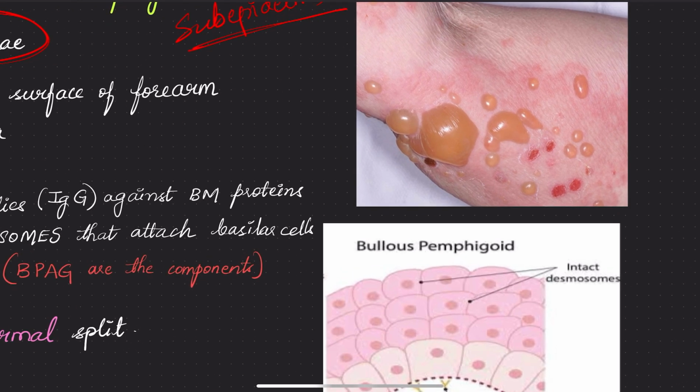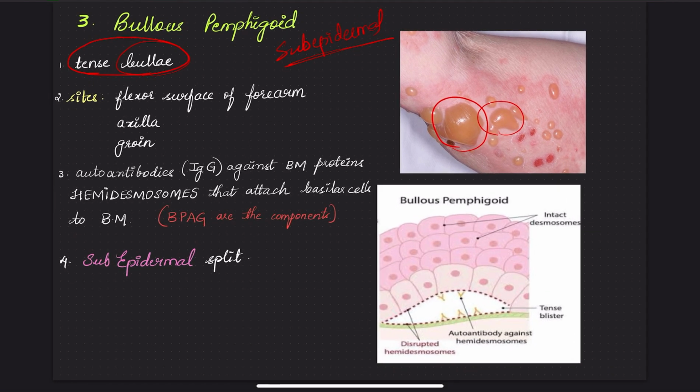In the clinical image you can find the tense bullae containing clear fluid. Most common sites are flexor surfaces of the forearm, axilla and groin. It is an autoimmune disease, so there is formation of autoantibodies, also IgG type, against the basement membrane proteins called hemidesmosomes.